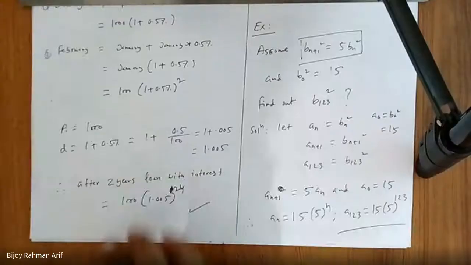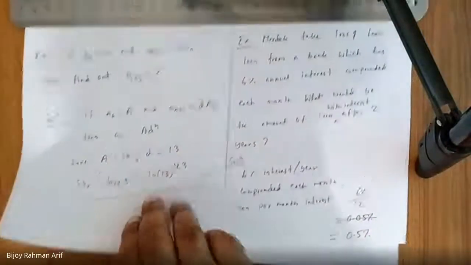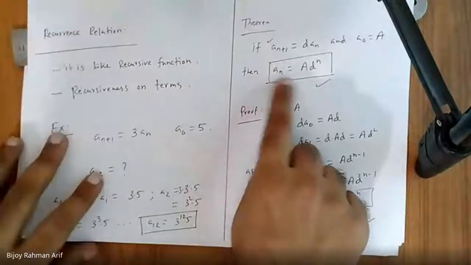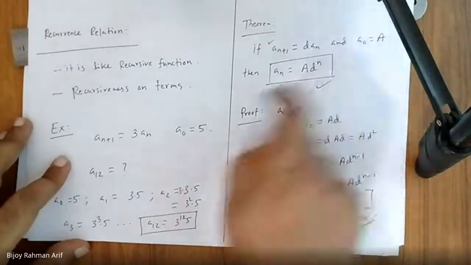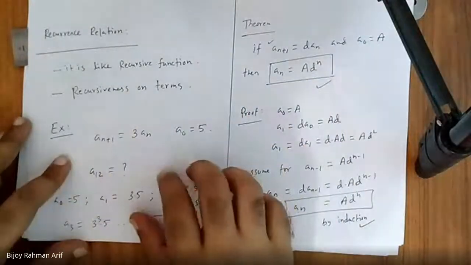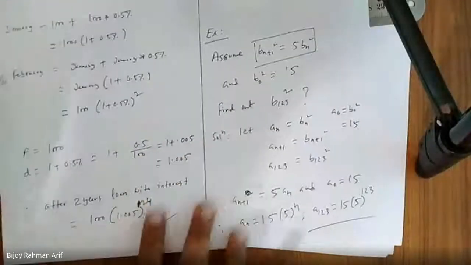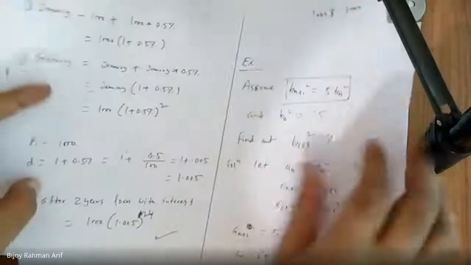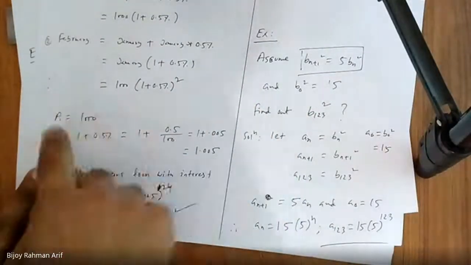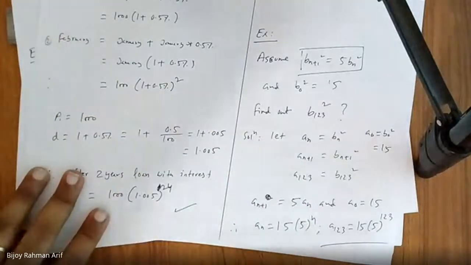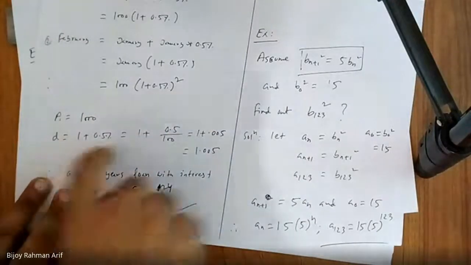Because we know the solution is like this, An is equal to A into d to the power n. So when it is the second month it should be square, when the third month it should be cube, the fourth month it should be to the power 4. Same thing is happening here. First month 1 plus 0.5%, second month 1 plus 0.5% whole square, same way third month 1 plus 0.5% whole cube. This way it will continue. So that's why d equals this.